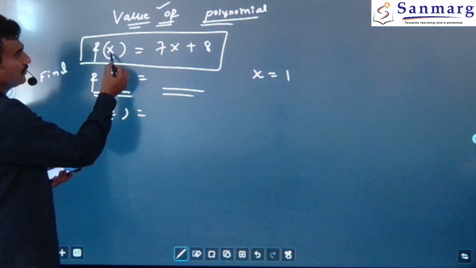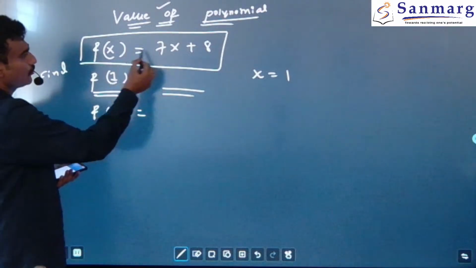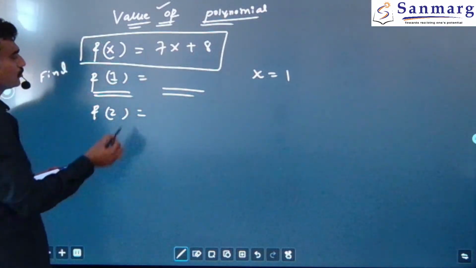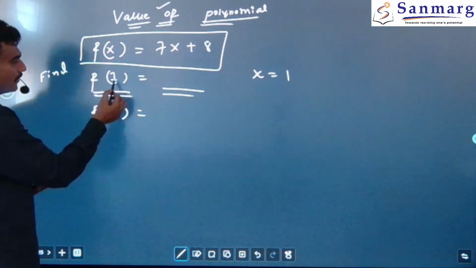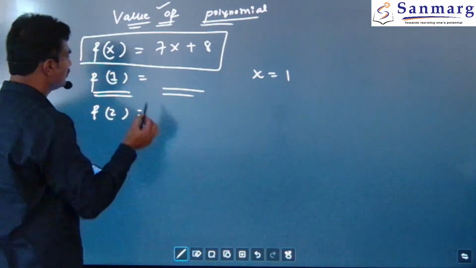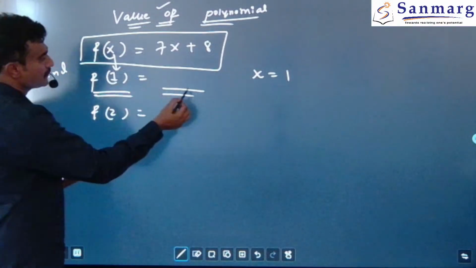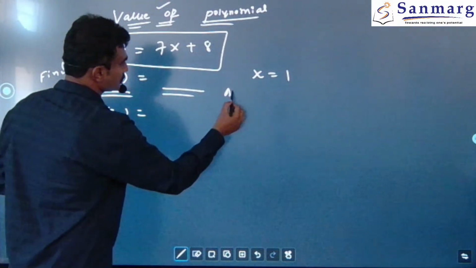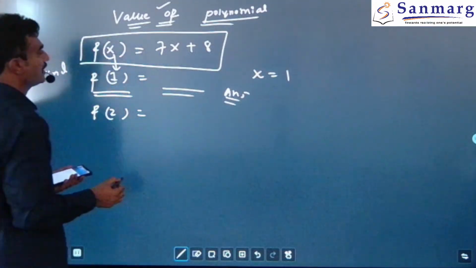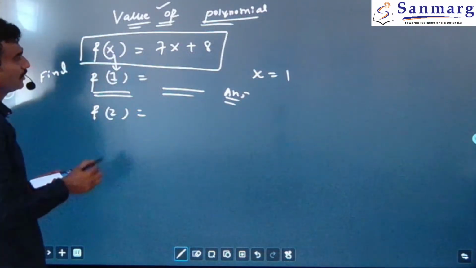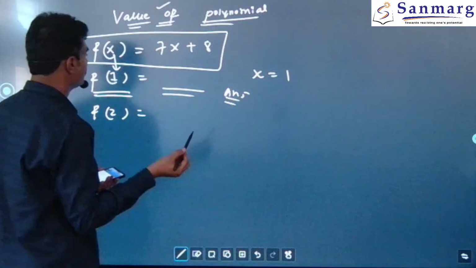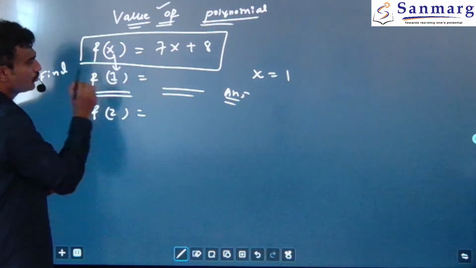For example, they have given the expression f of x equal to 7x plus 8, and we have to find f of 1. F of 1 means that when the value of x is 1, what will be the answer? That we call the value of the polynomial. How do you find it? Simply, we have to put x equal to 1.